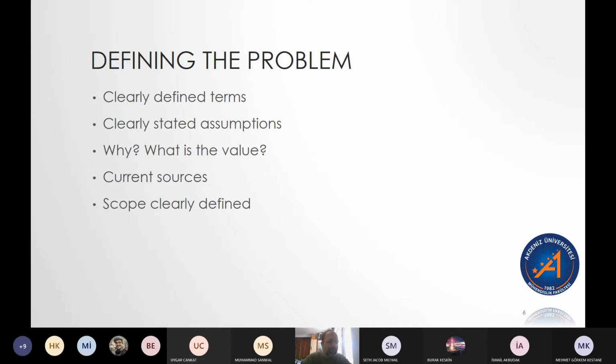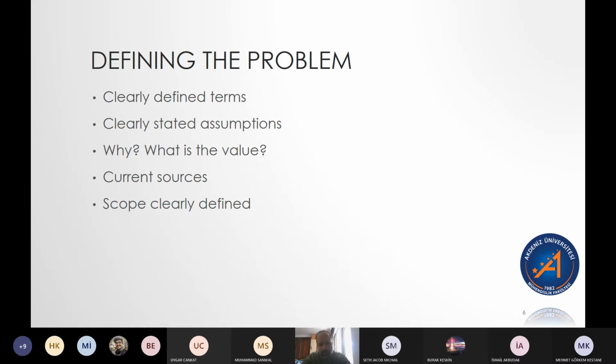Support for why this should be studied in the first place would definitely be very helpful. You want to include some current sources, like I said, and you want to make sure that you have a clearly defined scope. Like, you don't want to say, oh, I want to study why is the world crazy? I don't know. It's like, what does that mean, right? You want to keep the scope. You want to make sure you understand what the boundaries of the research are.